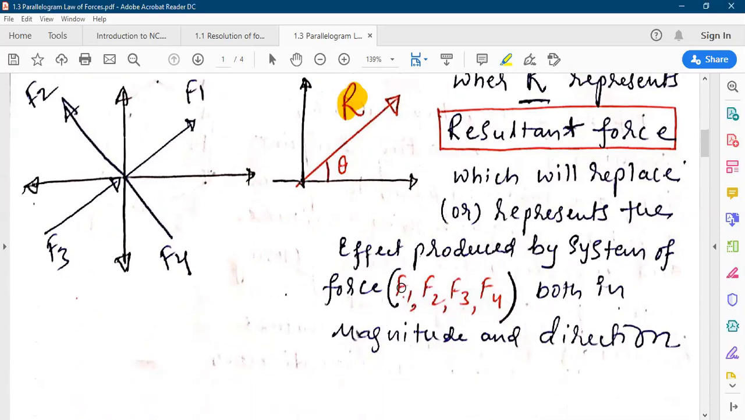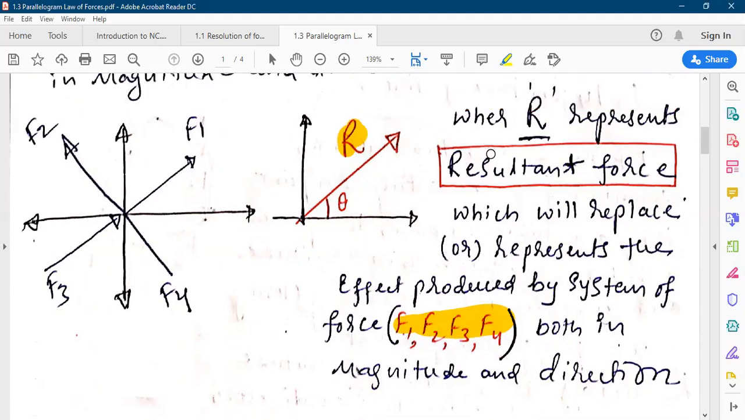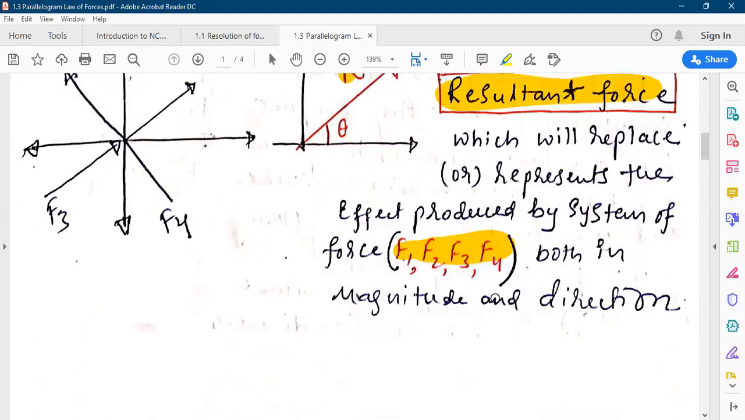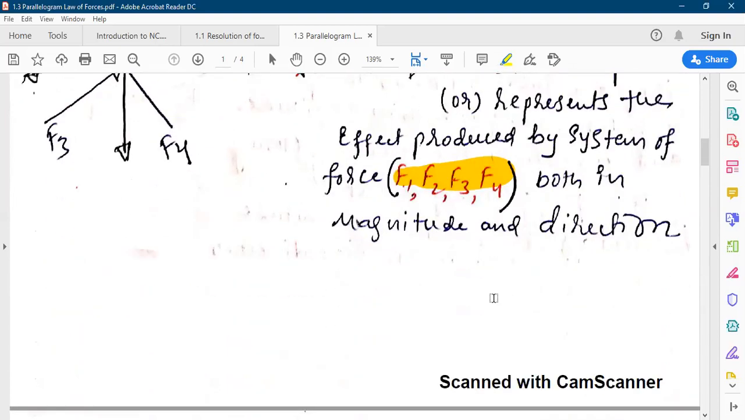In this system of forces, there are a number of forces like F1, F2, F3, F4. But all these forces can be reduced or represented by a single force. That single force will be called the resultant force, both in magnitude and direction.